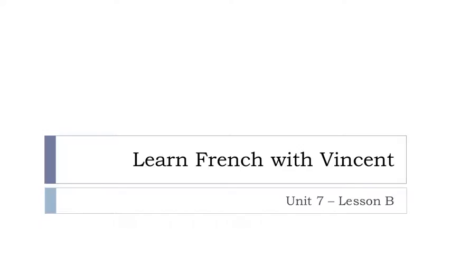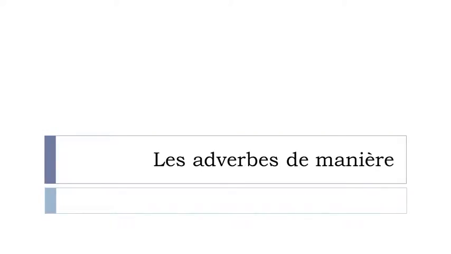So we saw previously in the previous lesson, Leçon A, it was les adverbes, especially the place or where you should put the adverbs in the sentences, before verbs and adjectives. But in this lesson, we'll focus on what we call les adverbes de manière, and especially the way to construct them, okay?